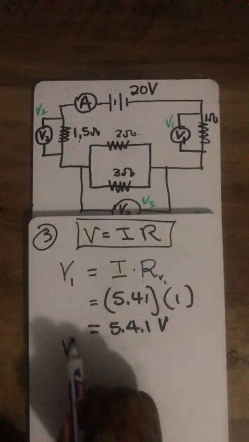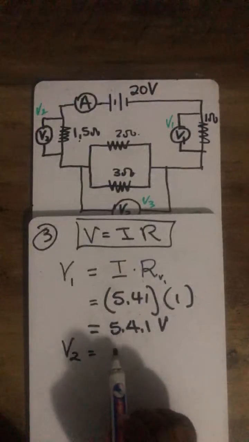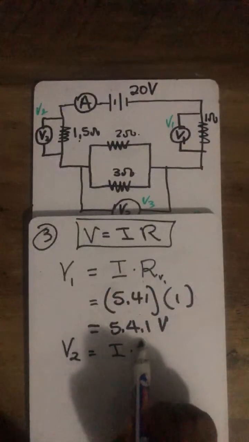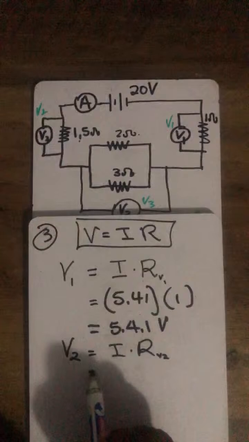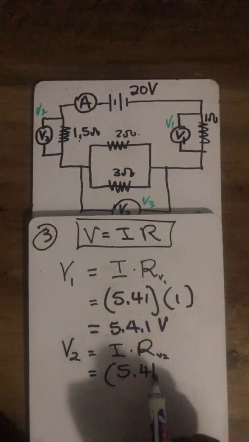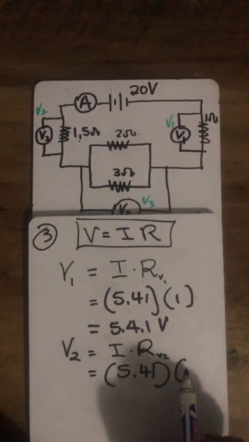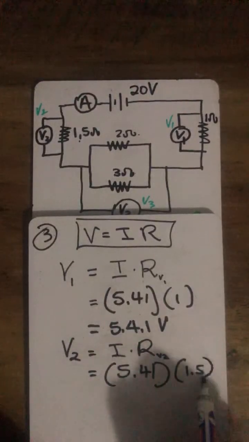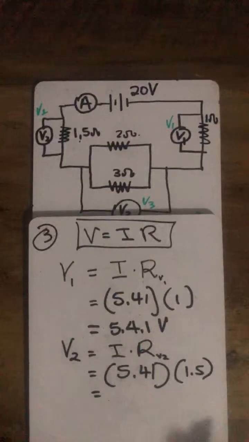So now we get to V2. Still the same formula. V equals I times R, where V2 is connected. The current doesn't change. It is 5.41 because even this one of 1.5 ohms is connected in series.